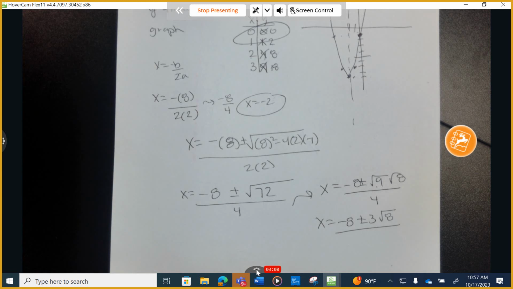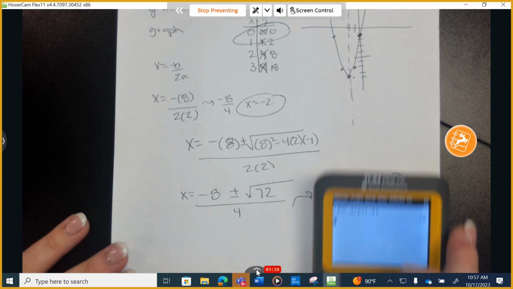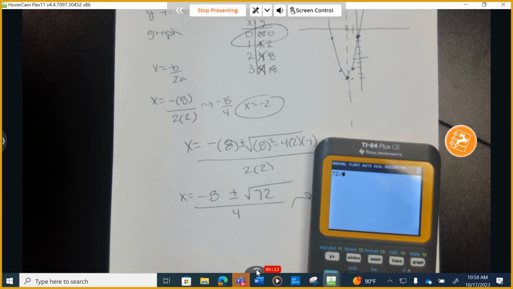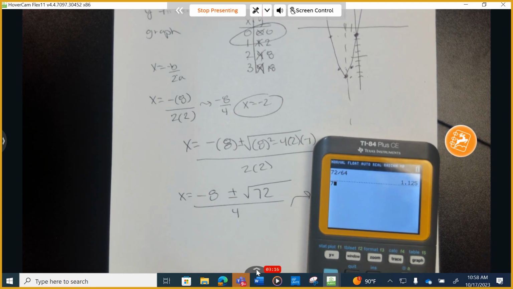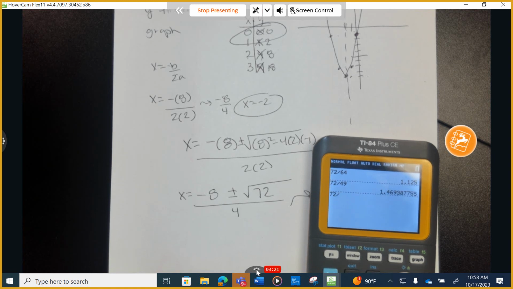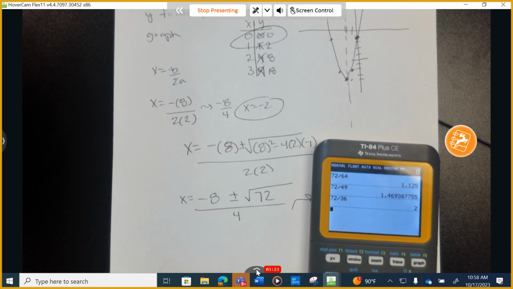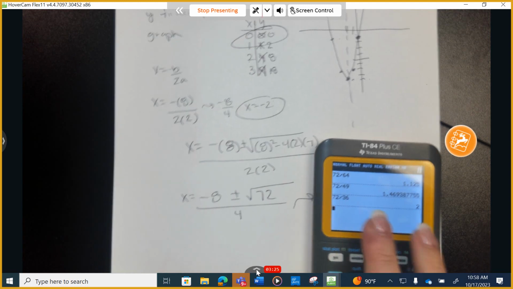By me rushing, I did not choose the largest perfect square. I've got to reverse this. Here we go. 72, look up on the list. What's the next smallest one? 64 doesn't work. What's next? 49 doesn't work. What's next? Oh, there it is. Does everybody see that? You have to choose the largest one.